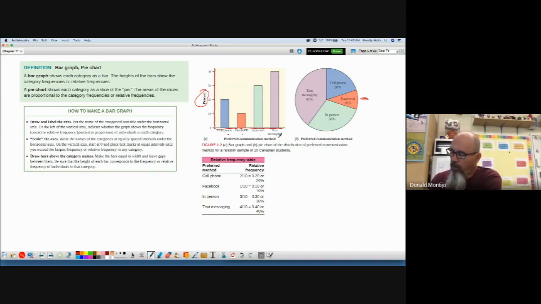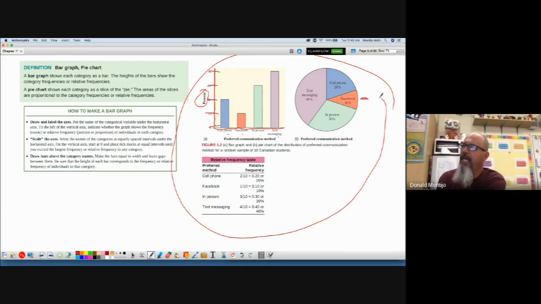And what are we going to do? Relative, percent. Oh, 0%, 10%, 20. So we need to scale and make sure that these are equal distance each time. And then we simply draw the bars above the category names. So all of this here is representing the same data set. Okay? Here's the relative frequency table.